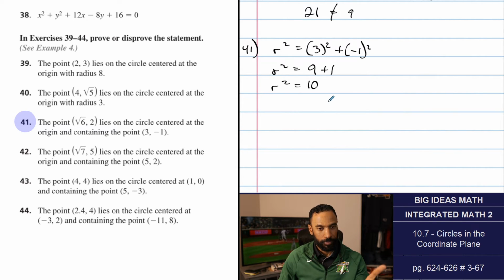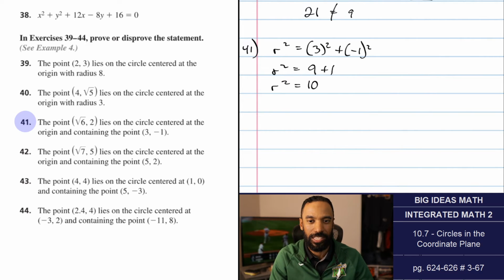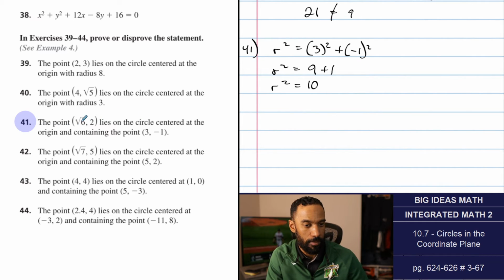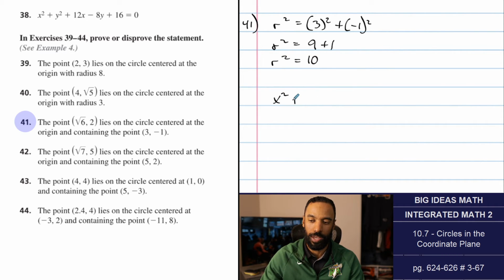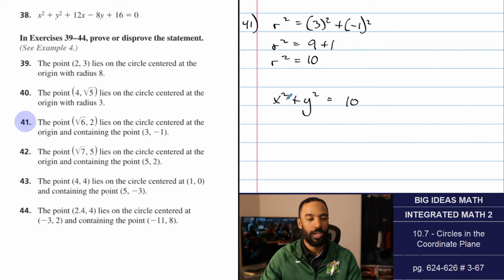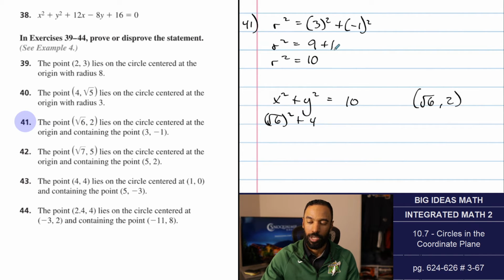I have two options here. They're going to give you the same result. I can do the exact same thing here and just say, is this the same r that we get? Or I can use the equation and plug those in, but take a look. The equation is the Pythagorean theorem in and of itself. r squared is 10. So let's substitute root 6 for x and 2 for y. Root 6 squared plus 2 squared equals 10. Don't change the 10.